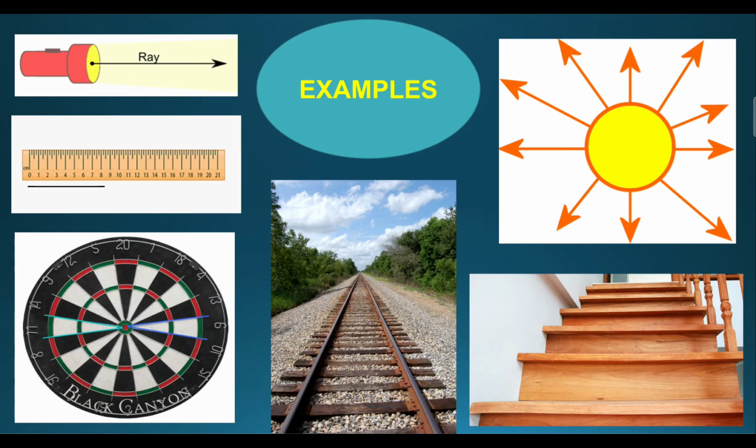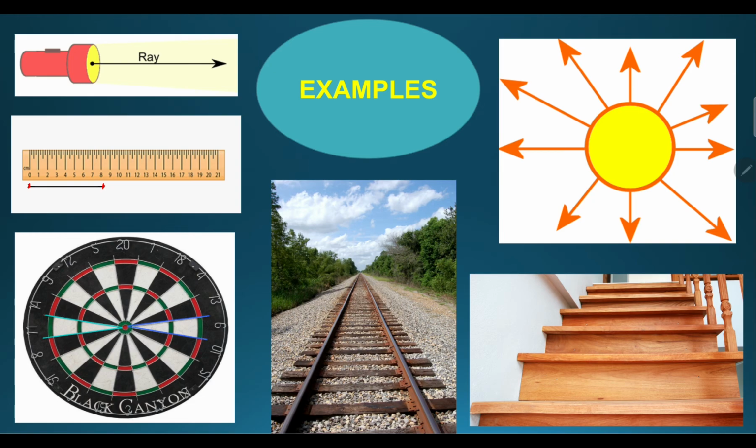Now few examples of ray, line or line segment. The torch is reflecting the ray, torchlight. One point is fixed, this torch is fixed, and from the other point light is reflecting on the right hand side, so it is ray. Then we have ruler. I have just drawn this line segment from 0 to 8. It is having a fixed length 8 centimeter, so this is known as line segment.